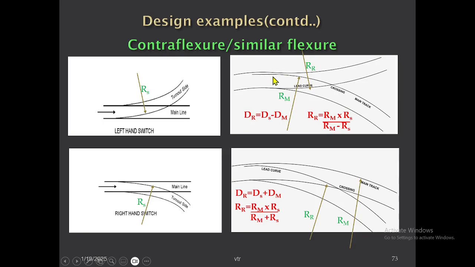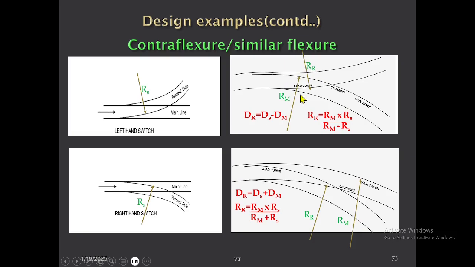This is your curve, the mainline curve. Actually, this is your outer rail, this is your inner rail. Whereas in the case of the turnout side or the branch line side, what will happen? This is the outer rail and this is the inner rail. That means the outer rail of the main track will be the inner rail of the turnout side. So when we provide superelevation to the mainline track, that will become negative superelevation for the turnout side.